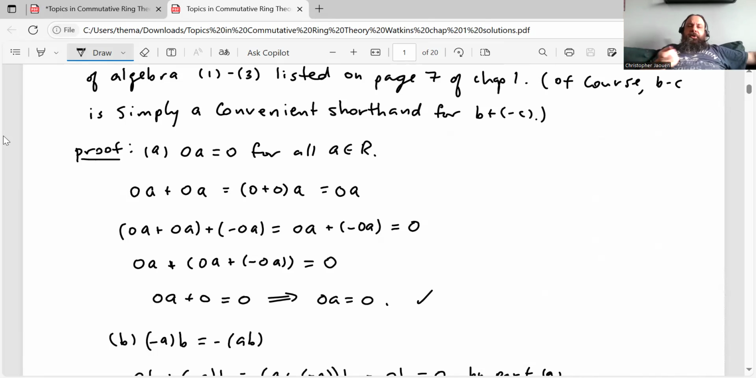I should say here also, we can do a similar proof to show that A times 0 equals 0 for all A in R as well, which will be relevant in a few minutes. I didn't prove that here, but you can do virtually an identical argument for that.